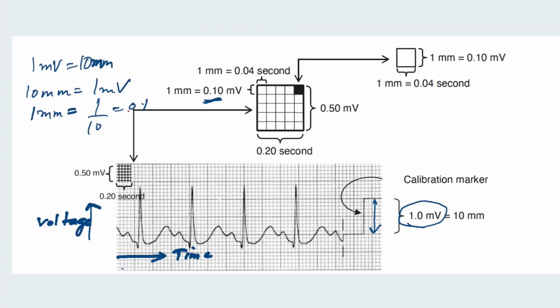So the width will represent time, the height will represent the voltage, and the ECG is made up of small squares, and each small square is 1 mm in width or height. When we talk about the width, each millimeter constitutes 0.04 second, and when we talk about the height, each millimeter contributes to 0.1 millivolt. That is all about it. Thank you.